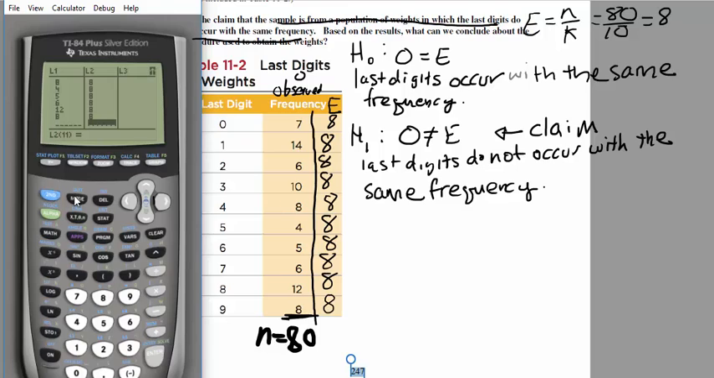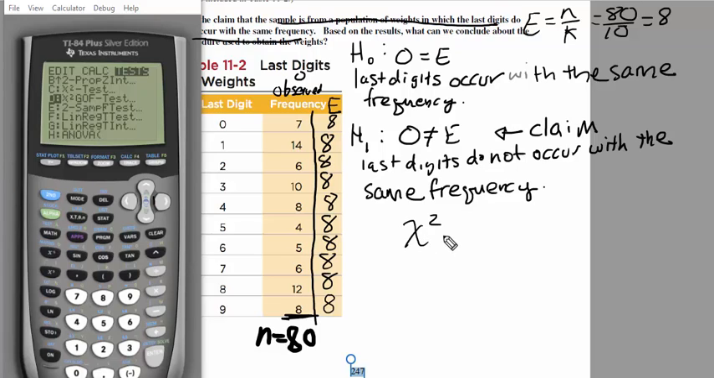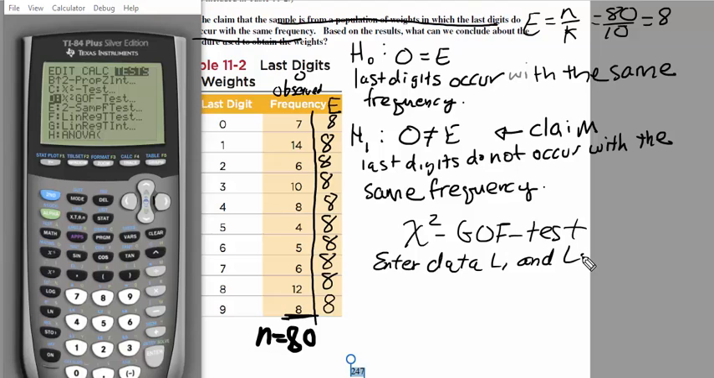All right, so second, and then quit. Then we're going to go to stats, and then test, and here is chi-squared GOF test. So remember, we're doing a goodness of fit test, so we want chi-squared GOF test. So you need to enter the data in L1 and L2, and then use this chi-squared GOF test.